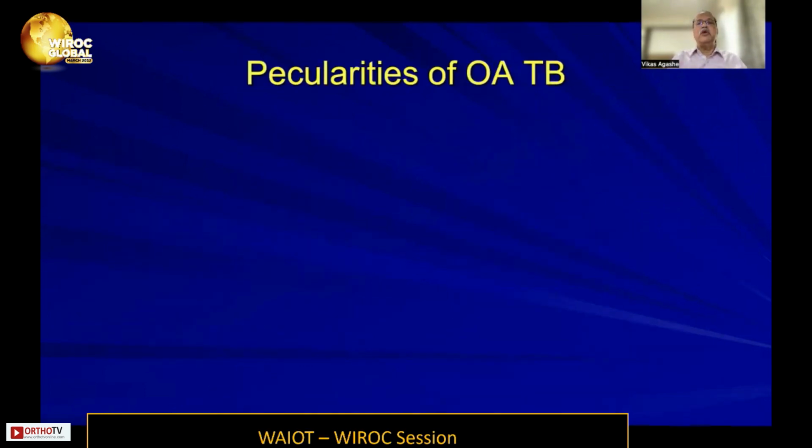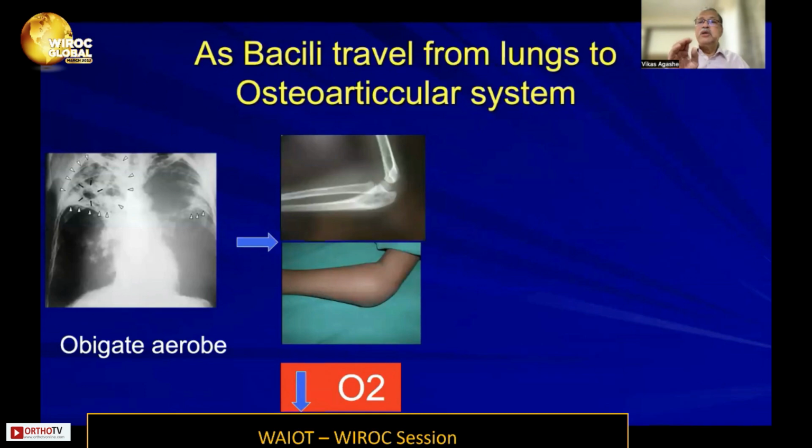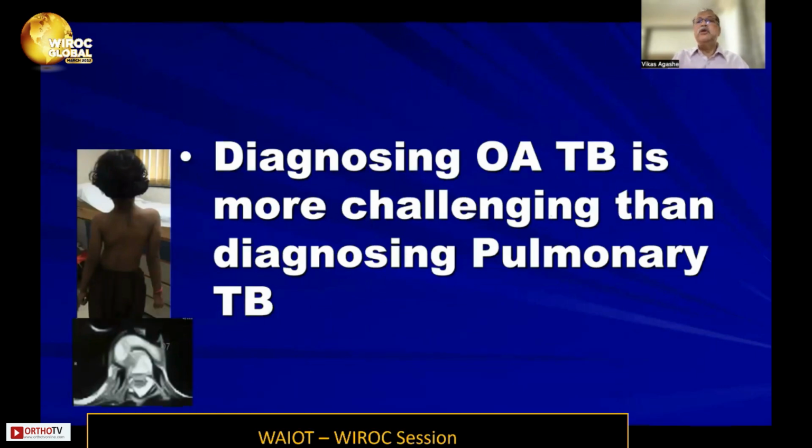While there are some peculiarities of osteoarticular tuberculosis, as the bacilli travel from lungs to osteoarticular system, the oxygen concentration goes down. With that, they become facultative anaerobes as against the obligate aerobes as found in lungs. They become paucibacillary and less active. Thus, the culture yield decreases significantly. Therefore, diagnosis of osteoarticular tuberculosis is more challenging than diagnosis of pulmonary tuberculosis.